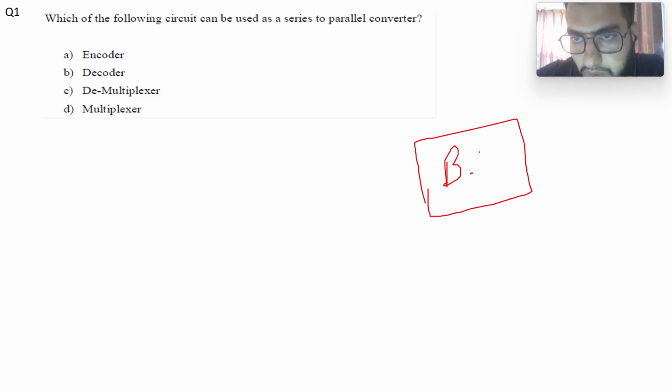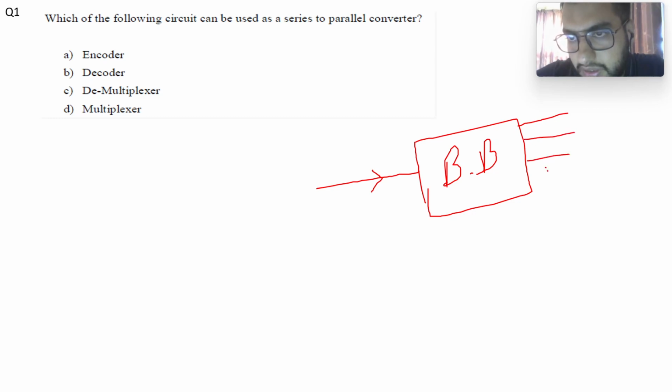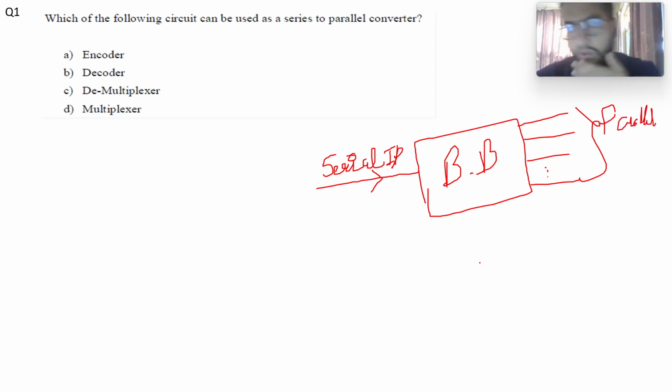We have this black box and we have a serial input. What this black box does is route this input to one of the outputs. So here we have a serial input like this, and here we will have a parallel output. Among the following, you might be aware, a demux does this thing. So what we really want is something like this.